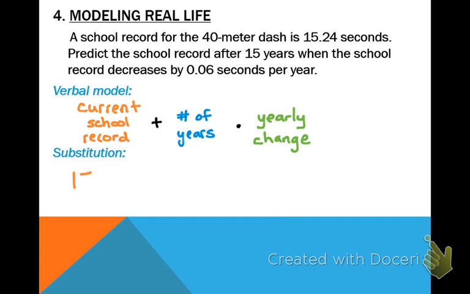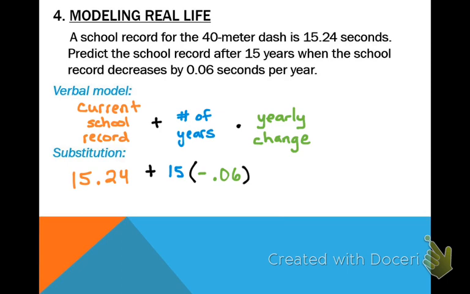Very good. 15.24 seconds. So all I'm going to do is plug that in, 15.24 seconds. I still have to bring down my plus sign, plus the number of years. Anais, how many years is it talking about here? 15. 15 is correct. Then I am going to multiply by the yearly change. Notice right here what it says. It decreases by 0.06 seconds. If I am decreasing, is that a positive or a negative? Negative. So I am going to be decreasing negative 0.06 seconds every year.